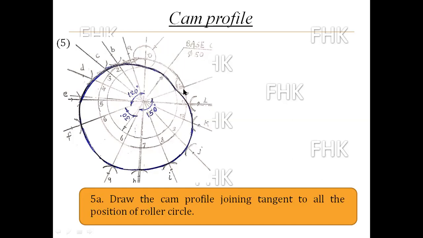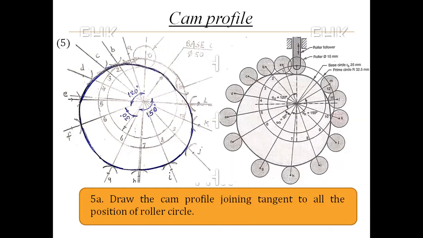In this way you will get the cam profile for the roller. This is how the final image that you have to draw in the examination will look. Point A is the center; you mark from the displacement diagram 1A, 2B. Don't draw the cam profile through points A, B, C, D, E. No, not like this. These are the centers.